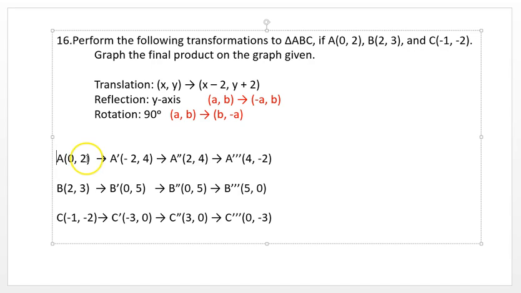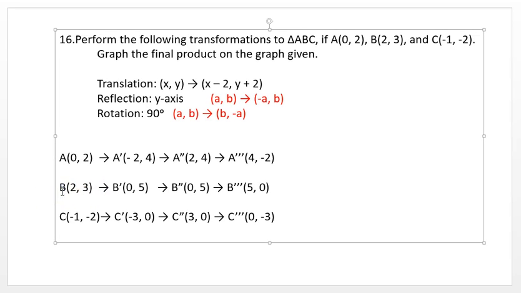The vertex I've given is A, which is (0, 2). For the translation, subtract 2 from x, add 2 to y, and you're good. You've got your new point for that vertex. And then for vertex B, do the same thing. Subtract 2 from x, add 2 to y, and you've got that point there. And then C, do the same thing.